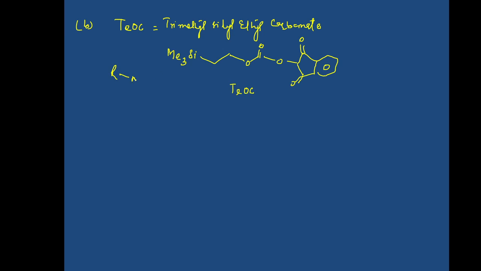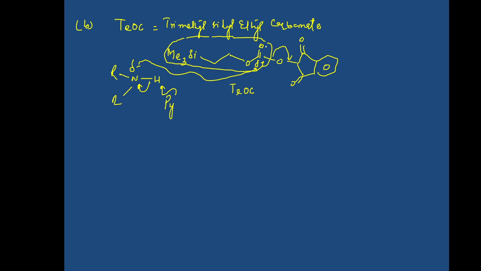Let me take the case of an amine. Basically again a base will be required, like pyridine. Pyridine will abstract a proton, basically this bond will break, and we will have a negative charge. Over here this is a very good leaving group. It will leave, so over here we will have a positive charge and our nitrogen atom gets protected by this Teoc.